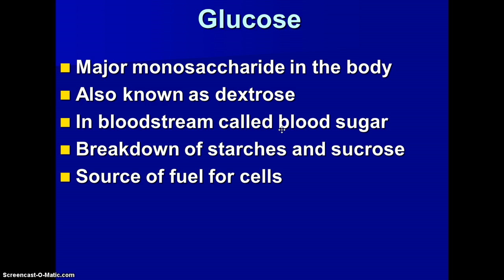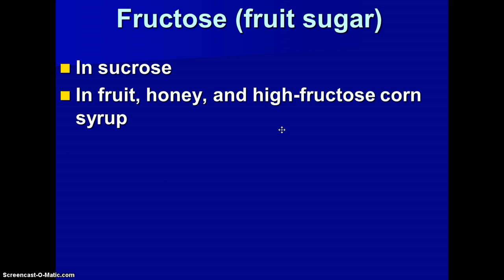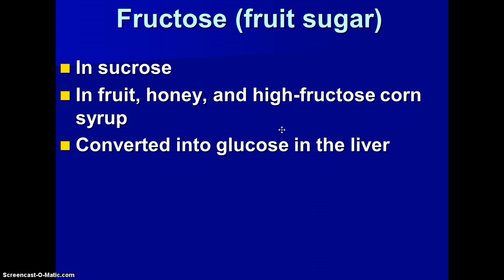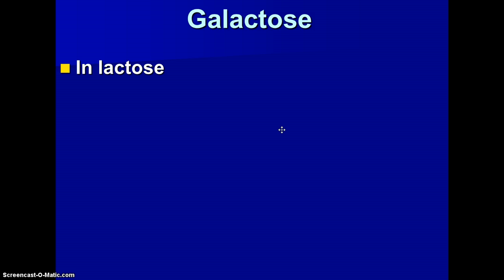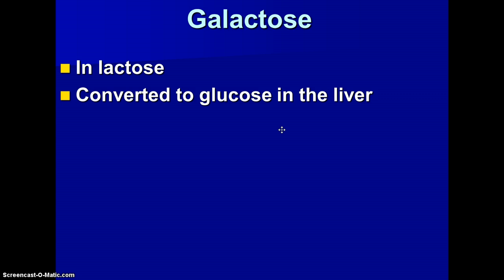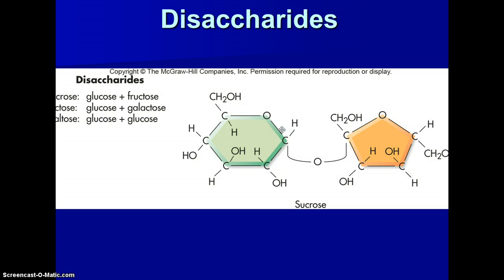When starches and other sugars break down, they primarily break down into glucose and fructose. Those are the most easily absorbed forms of the carbohydrates. Fructose is the fruit sugar. And galactose is not normally seen in nature, but it's found as a part of lactose. It is converted to glucose in the liver.